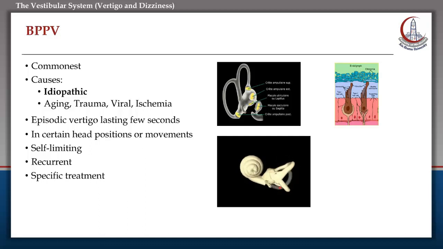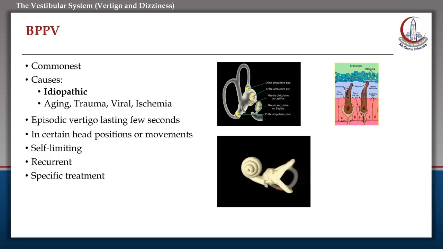If you can recall, when we were looking at the microstructure of the inner ear, we knew that there are some calcium carbonate crystals which are embedded in a gel over the sensory cells of the utricle and the saccule. Due to some reasons, we are really not sure what these reasons are, some of these particles will be dislodged from this gel and will go freely in the fluids of the inner ear, and go settle into one of the semicircular canals. And as you can recall, the semicircular canals are responsible for angular velocity, for head rotation.